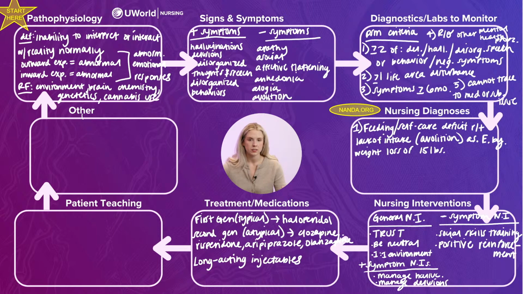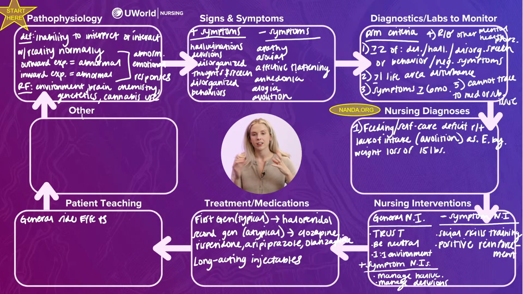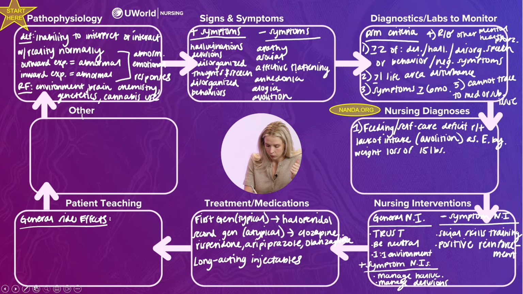So for our clients with schizophrenia, a lot of medication teaching is going to be required. Antipsychotics are very effective drugs, but they do have an extensive list of side effects these clients really need to know about. So our general side effects is what we're going to cover in our patient teaching. And these apply to the first and second generation, but again, typically that second generation is better tolerated. So our general side effects are going to be orthostatic hypotension.